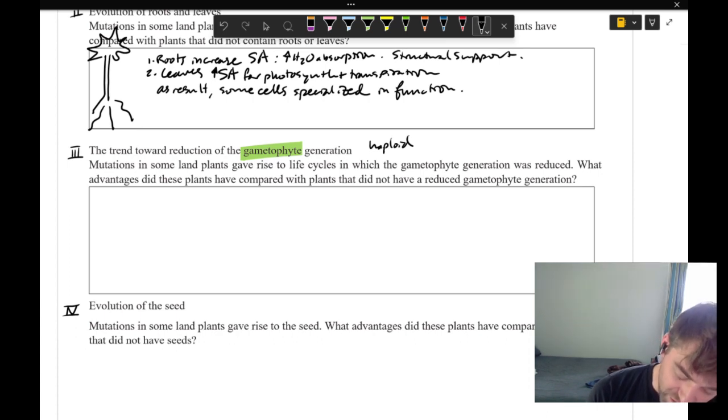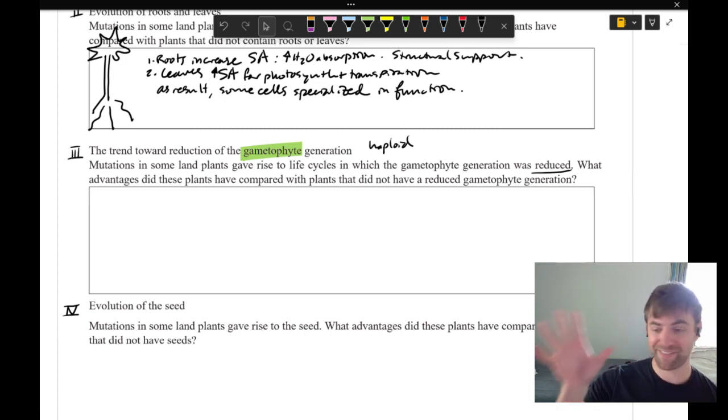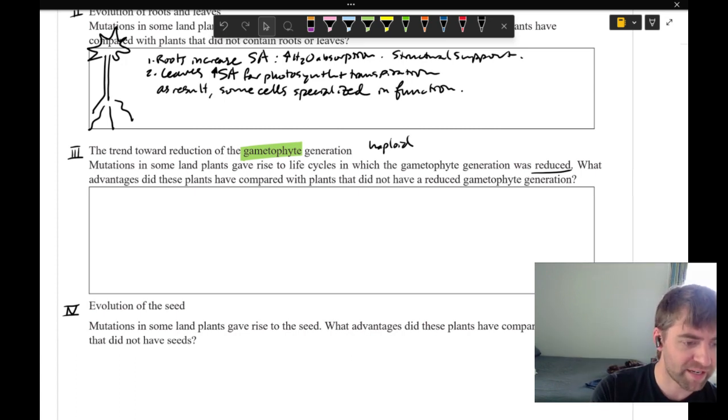Mutations in some land plants gave rise to life cycles in which the gametophyte generation was reduced. What advantages did these plants have compared with plants that did not have reduced gametophyte generation? So reduction and enclosure in particular of the gametophyte generation within the sporophyte. Spores, it's exactly what it sounds like, but sporophytes are typically, well, we'll get into that in a second. Reduction and enclosure of the gametophyte generation within the sporophyte helps protect the reproductive phase from mutations in DNA.